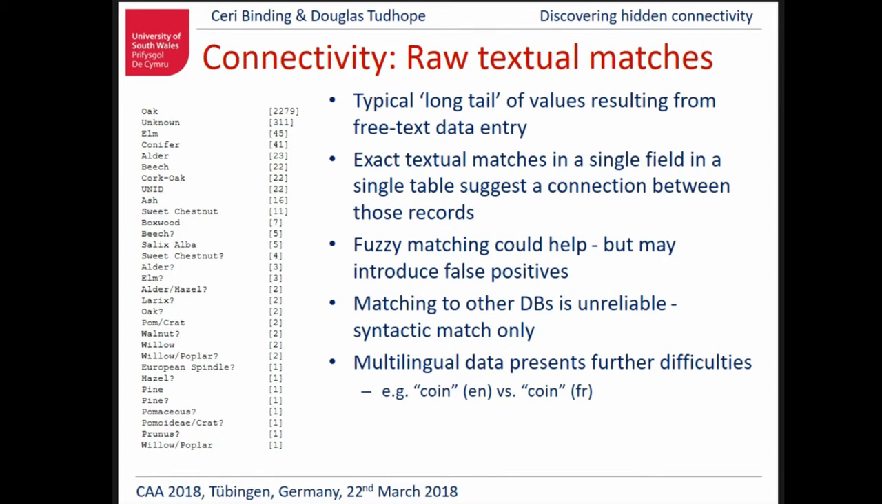And if you try and pull the data together and aggregate it, you're going to have further problems. It's going to be really unreliable. So you can see there's a multilingual example there. If you pull together French data and English data and you try and search on the word coin, you're going to get very different results because coin, I believe in French, is corner. Very different.